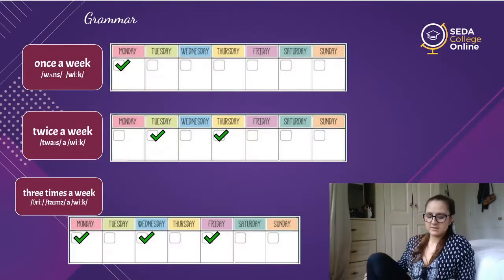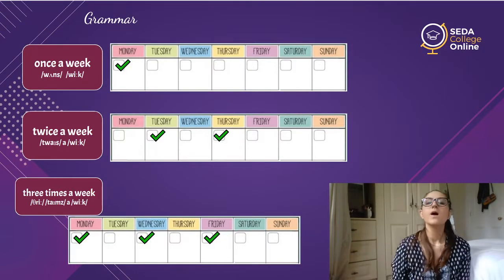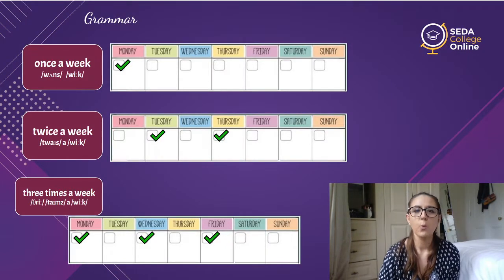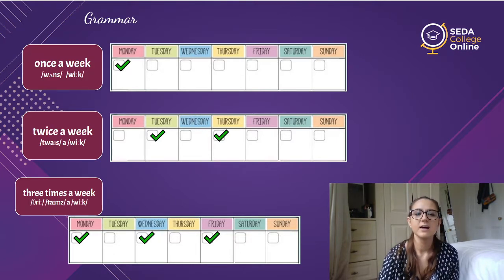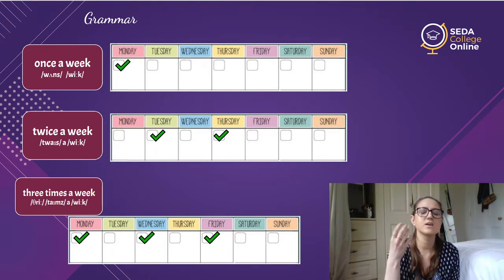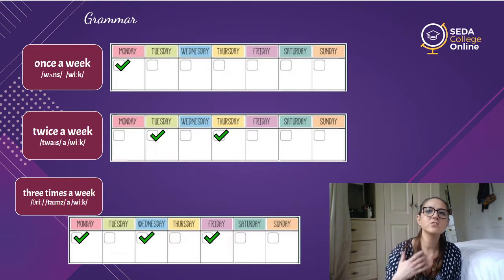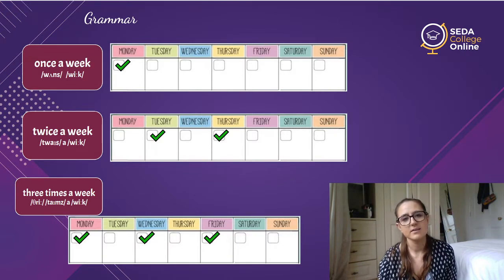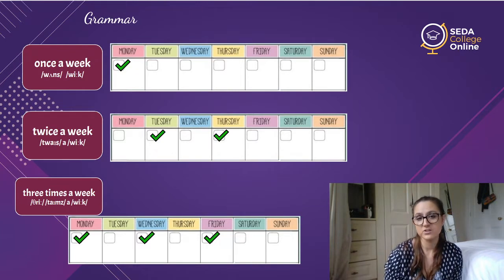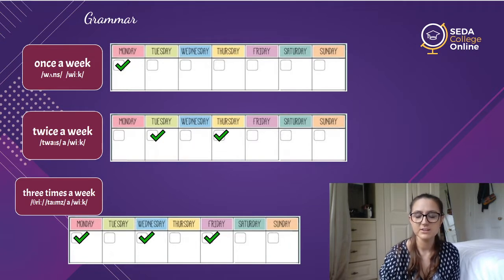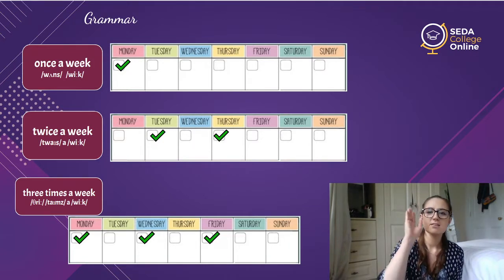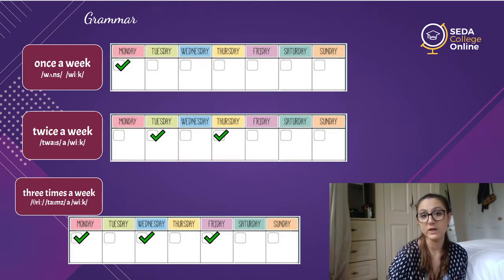Okay, this one's once a week. So once means just one time. So instead of saying only one time a week, you say once. You can say it for different things. Once upon a time, that is when a fairy tale starts, for example. Once, the movie Once, that is set in Dublin, you should watch it. It's quite good. So it's not every day, it's just one day, and that's once a week.